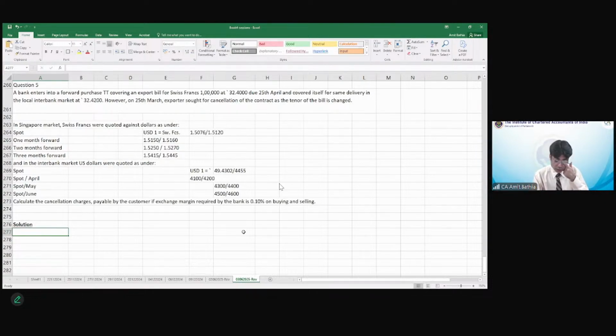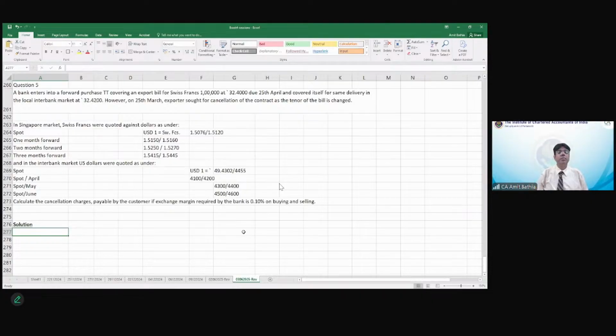your contract will be cancelled at TT selling rate. What is the TT selling rate which you have? Now remember, in the contract you are mentioned Swiss francs at rupee, and you do not have the direct quote between Swiss franc and rupee. So you have two elements coming in. One, this is a forward contract where cancellation is going to happen. Second, there is a cross currency calculation.